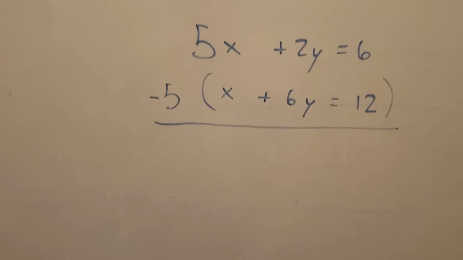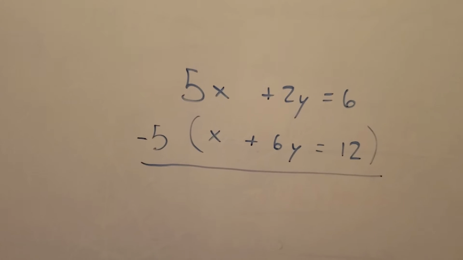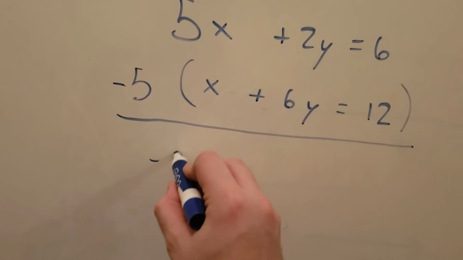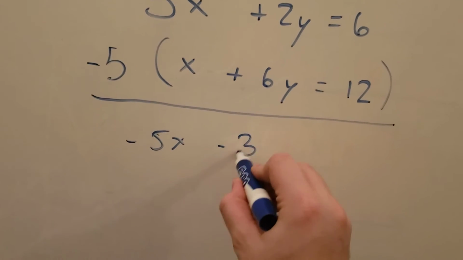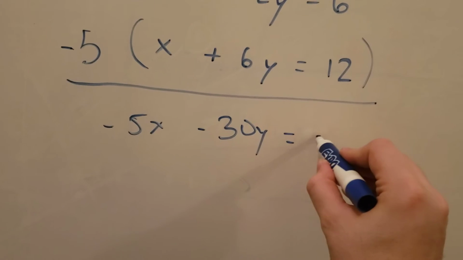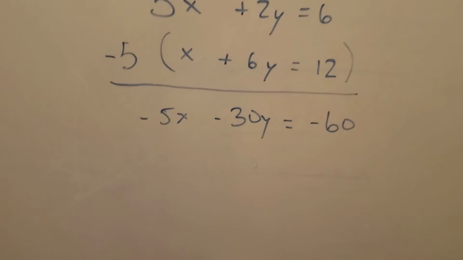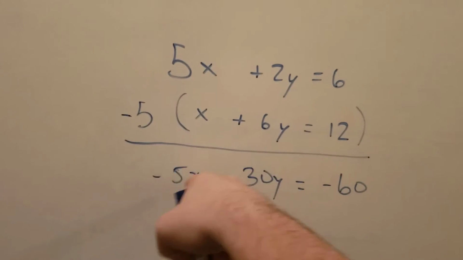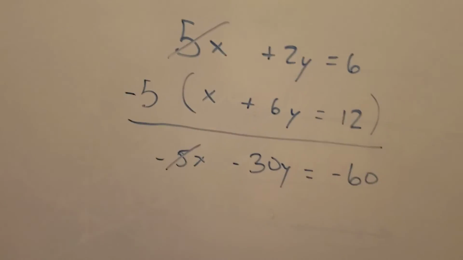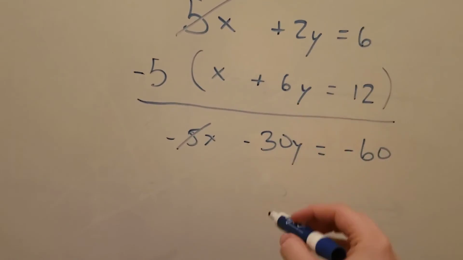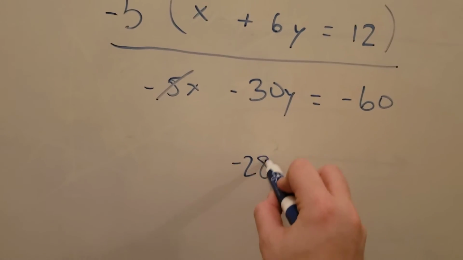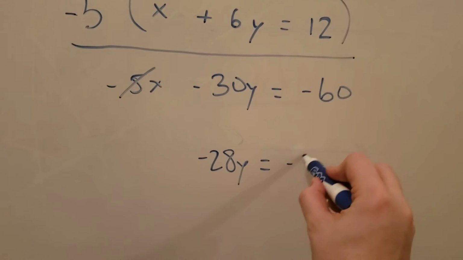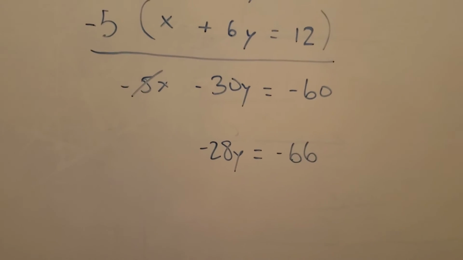By doing this, we're going to have the x's be opposites of each other, and they can cancel out. So if we do this, we're going to get negative 5x minus 30y equal to negative 60. Now if we do the elimination, we see that 5x minus 5x, that's 0, they go away. 2 minus 30 is negative 28. And then 6 minus 60 is negative 66.